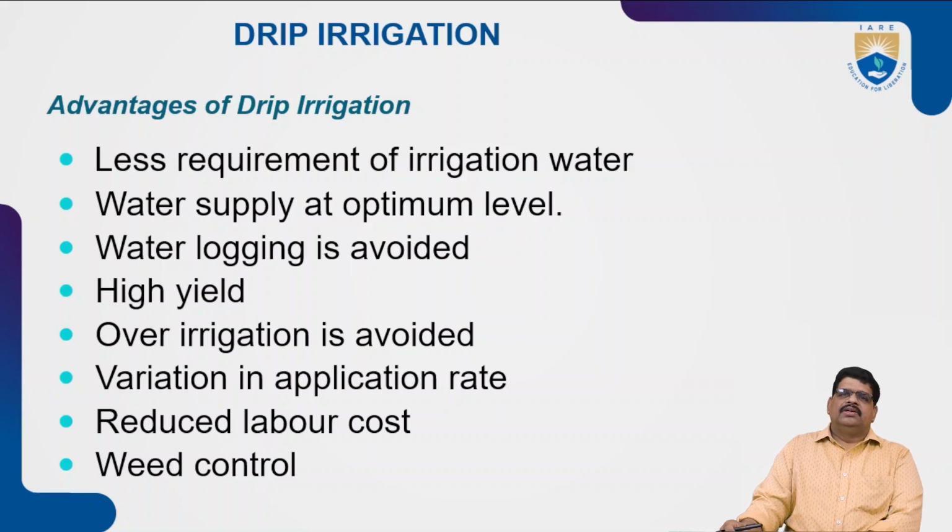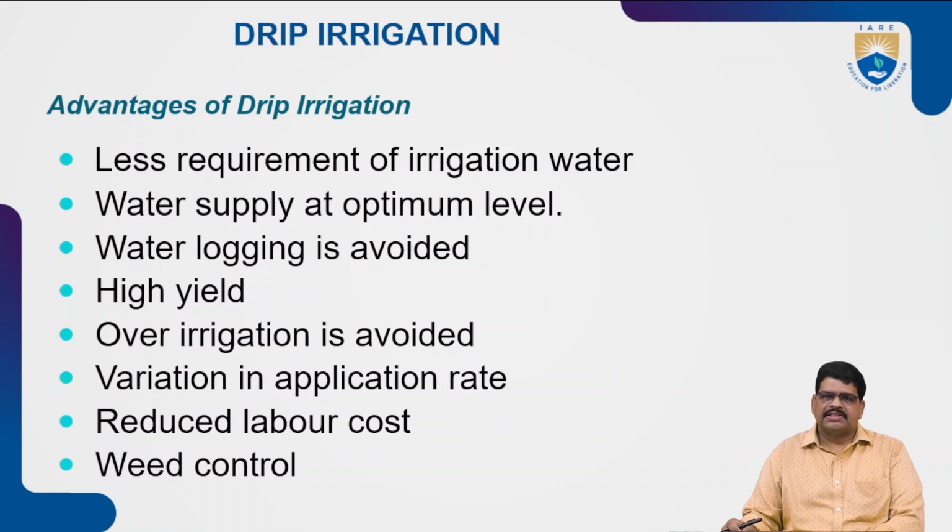Next, high yield. In the drip irrigation system, the water is absorbed drop by drop and infiltrated through the roots of the plants. So this gives high yield, with water supplied continuously drop by drop. The wastage is also avoided, which is a very big advantage. Next, over irrigation is avoided. So over irrigation is also avoided.